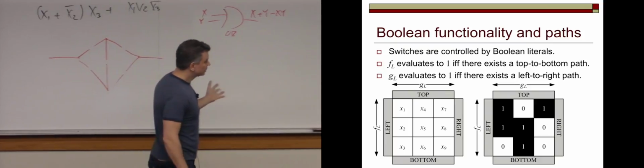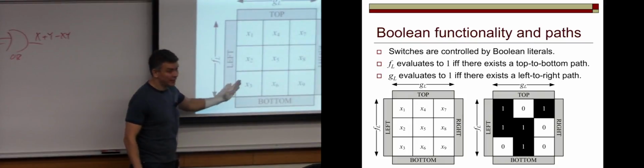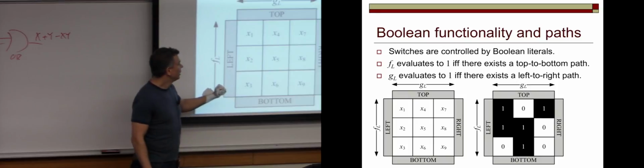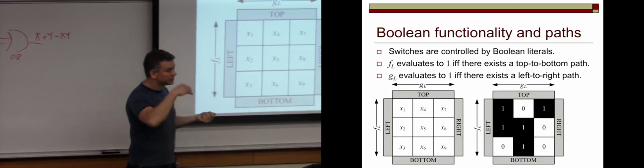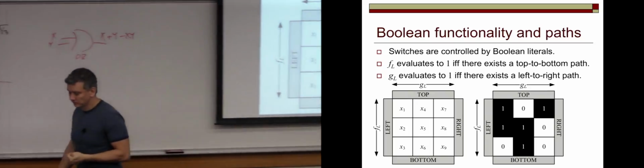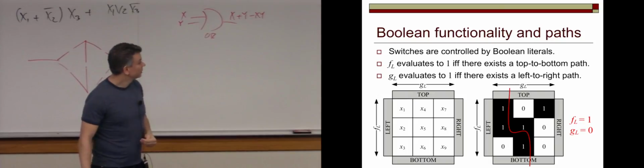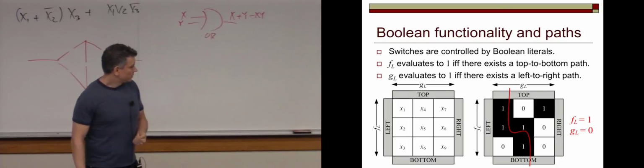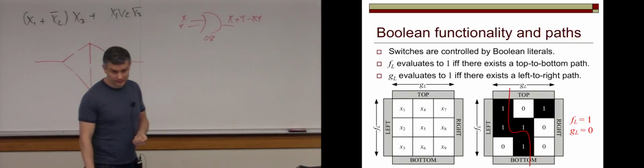Now, I'll also talk about this other function. I'll call the top-to-bottom function f, and the left-to-right function, I'll call it g. And as I mentioned, f is the target. g will be used to explain what we're doing. So here, for this particular assignment of 1s and 0s to the variables x1 through x9, f evaluates to 1, and g evaluates to 0. Everybody's OK with that? OK.